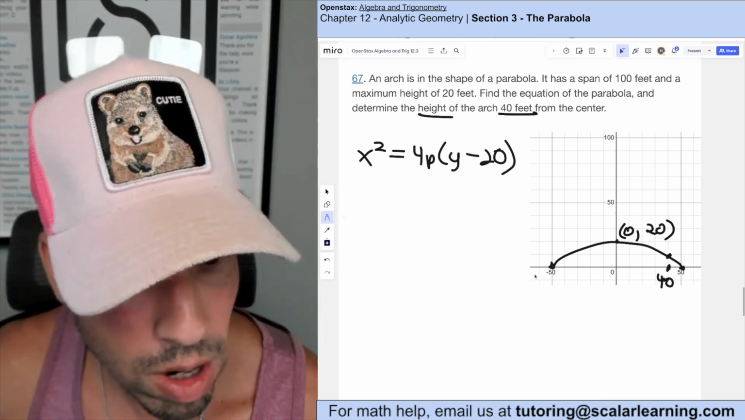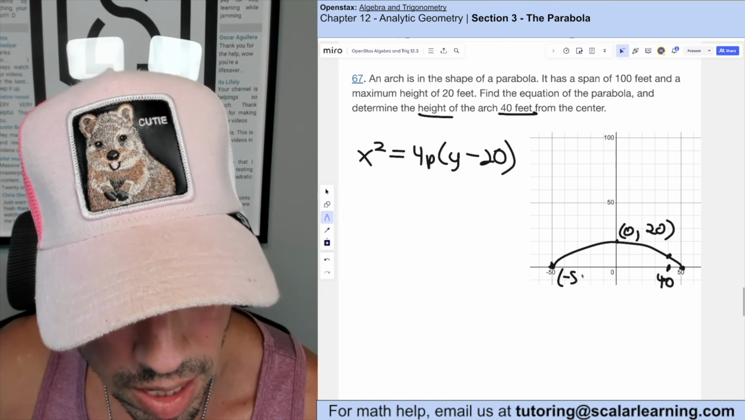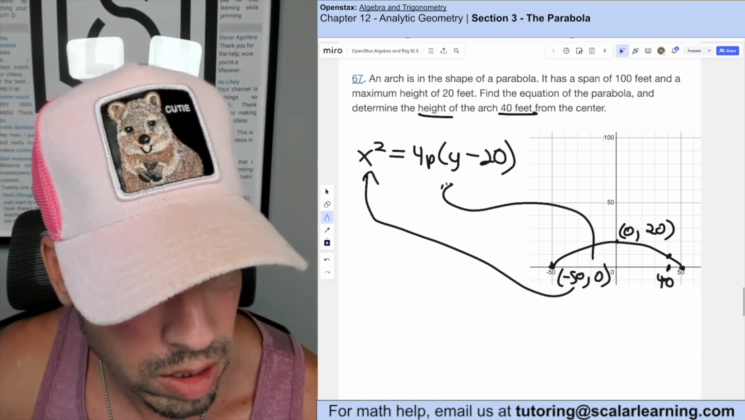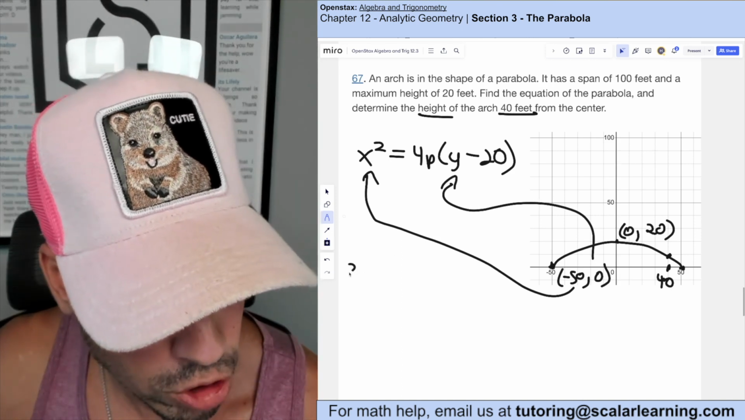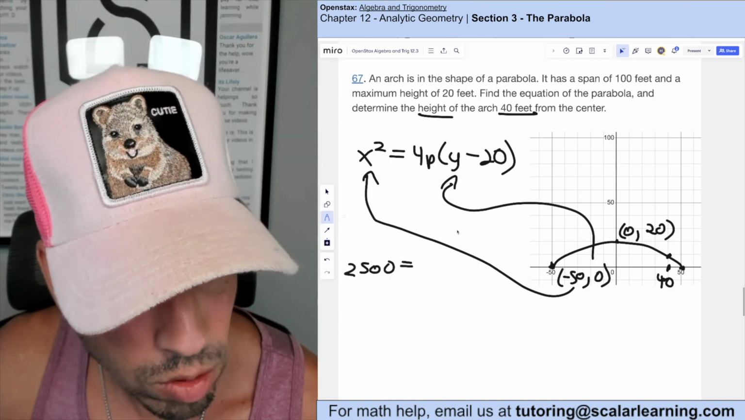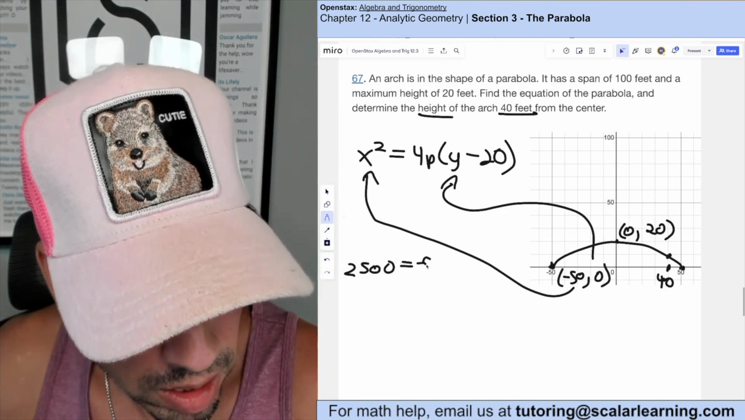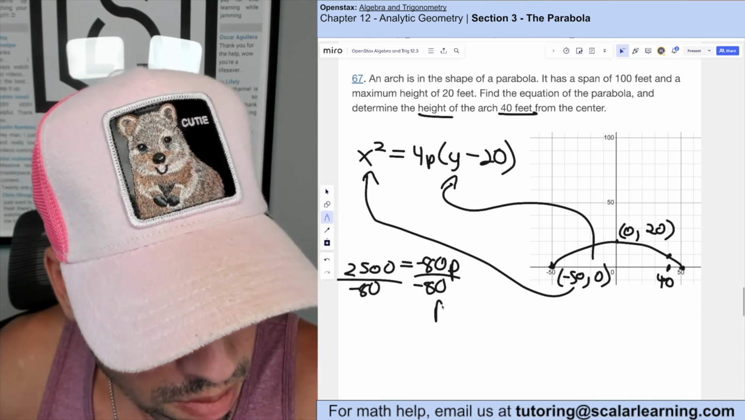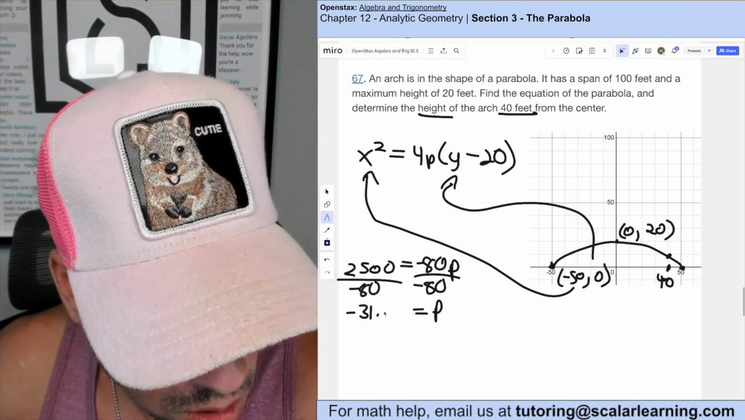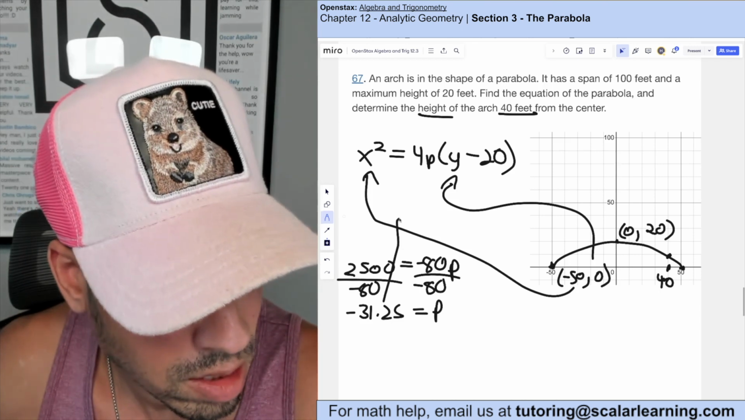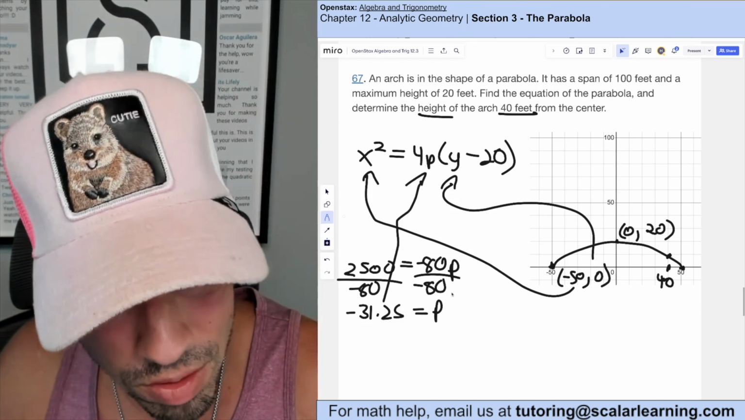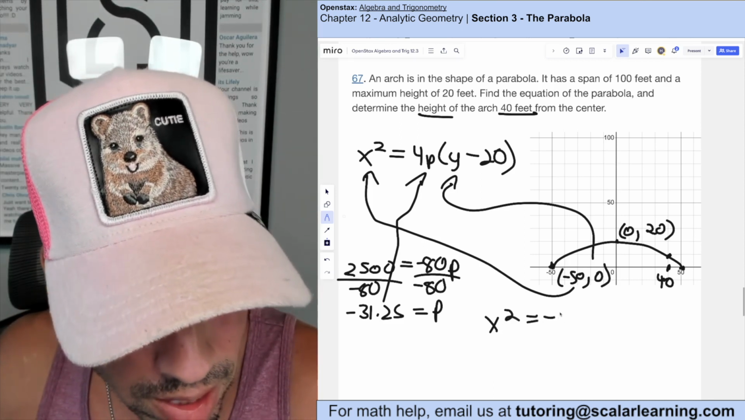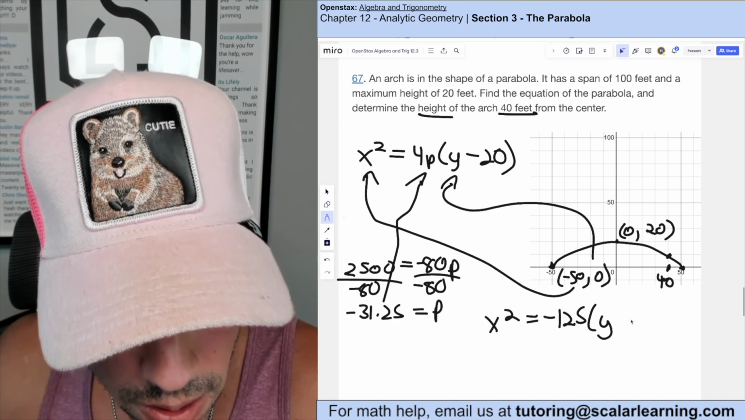Okay, now to figure out what p is, I know I have a coordinate here at negative 50, 0. So we're going to plug and chug in here, and 0 in here. And then we get negative 50 squared, which is 2500, is equal to 4 times negative 20, which is negative 80, times p, and we divide both sides by negative 80, and we get a p-value of negative 31.25. So now as I take this and plug it back in here, 4 times that gives us negative 125. So our final answer is x squared equals negative 125 times y minus 20.